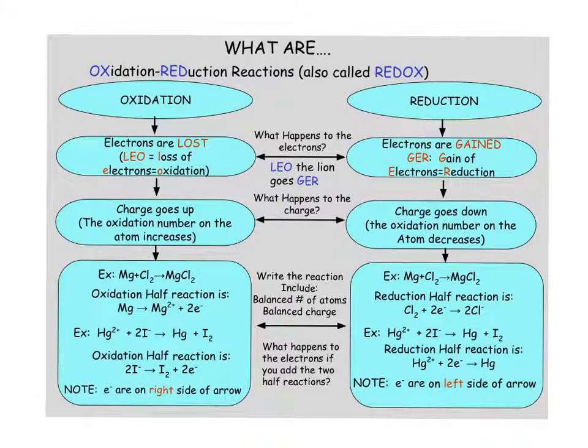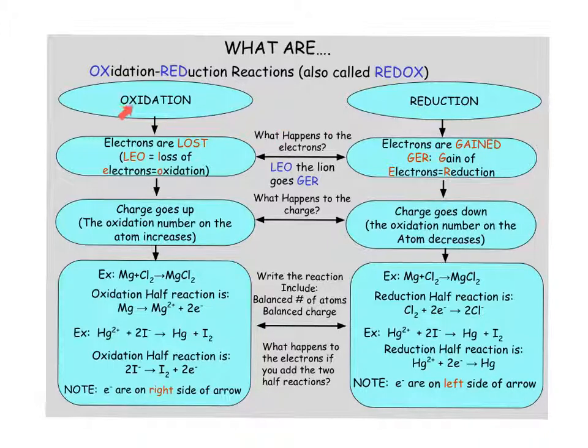In this one, we're looking at what oxidation reactions are and how we recognize them, because a lot of times what the Regents will do is give you an equation and say, which of the following is a redox reaction? So you need to be able to identify them. In order for a redox reaction to occur, we need to have oxidation and reduction. That's where the redox comes from.